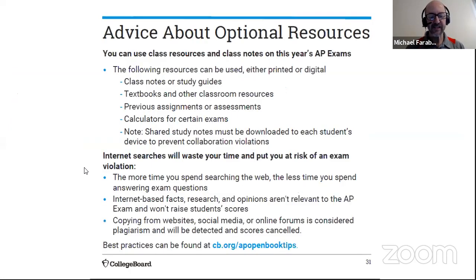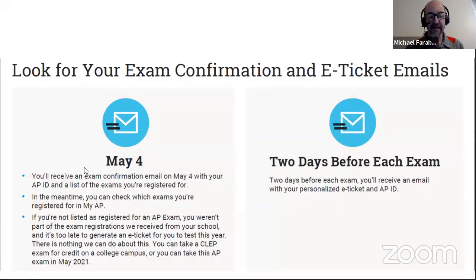You can also go to cb.org/AP-open-book-tips for information about how to organize yourself and what you can do to best prepare for an open book, open note exam. Again, you should receive information for each of the AP exams that you are taking from the College Board with your e-ticket 2 days before the exam. So again, feel free to make sure that you all are registered and set up.